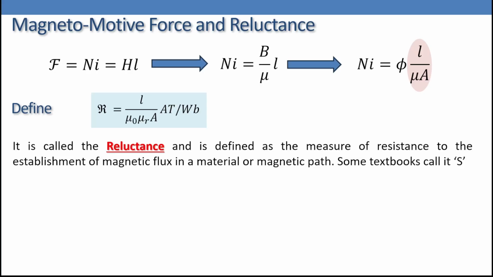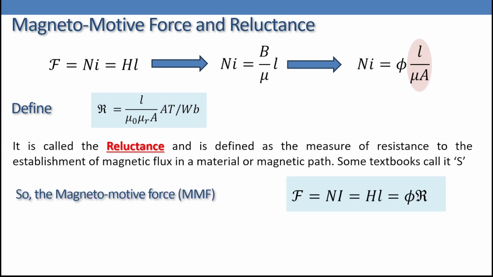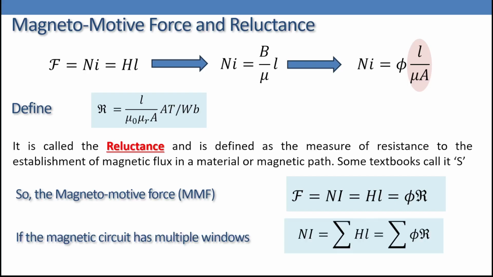It is called the reluctance and is defined as the measure of resistance to the establishment of magnetic flux in a material or magnetic path. Some textbooks like to call it S, but I'm going to use the letter R. So the magnetomotive force equation can be rewritten as Ni equals HL equals phi times reluctance. But if we have multiple windows in the magnetic circuit, to make this equation general, Ni equals sigma HL equals sigma phi reluctance. Now we are ready to analyze the magnetic circuit.